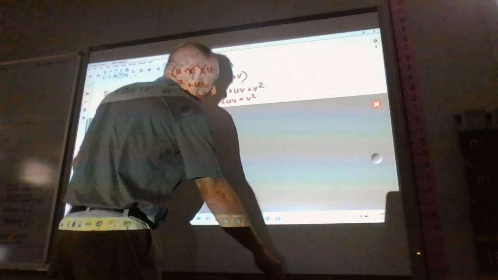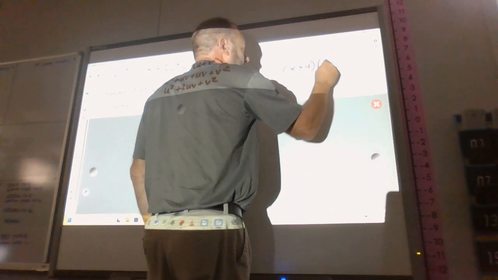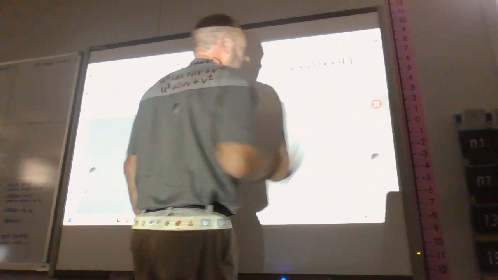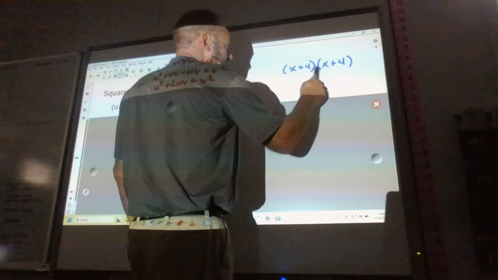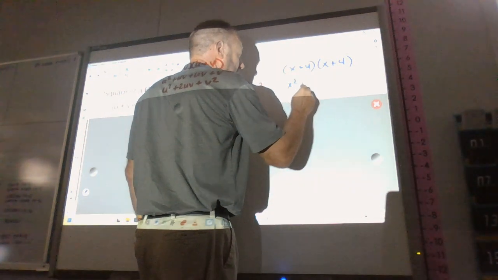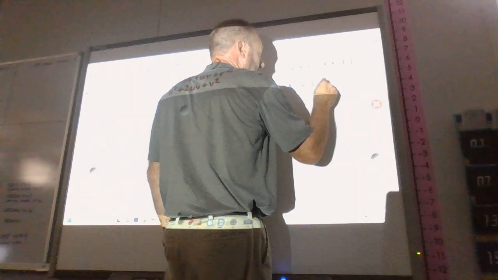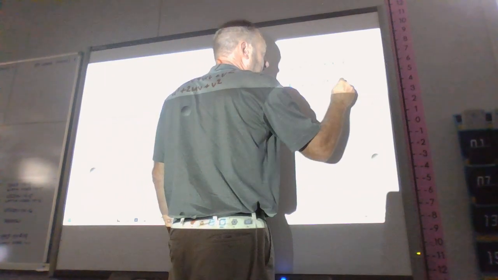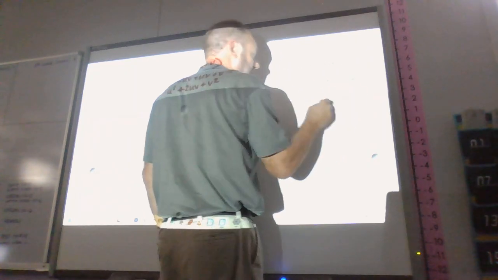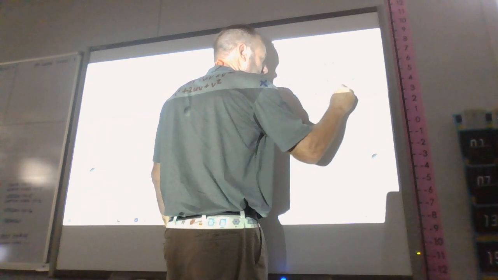So an example of that would be x plus 4 times x plus 4. You can go ahead and FOIL that out, or you can say, oh, let's see, it's going to be this squared, x squared, plus 2 times uv, so 2 times 4x, plus v squared, so that would be plus 4 squared, which is 16, and then that's just 8x in the middle.